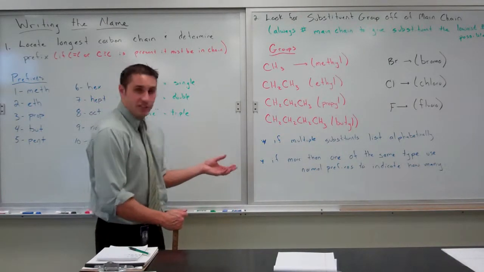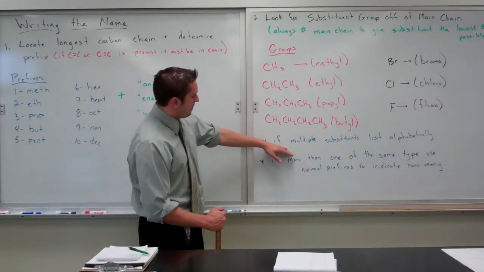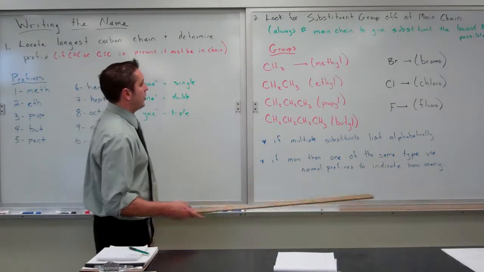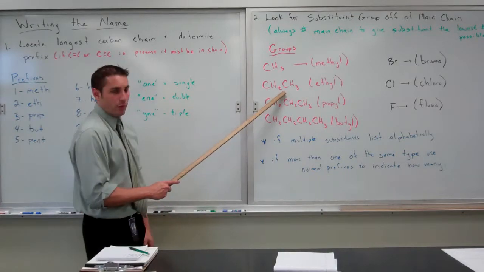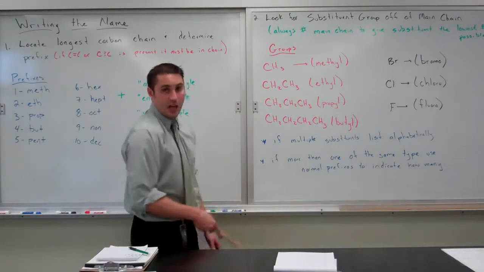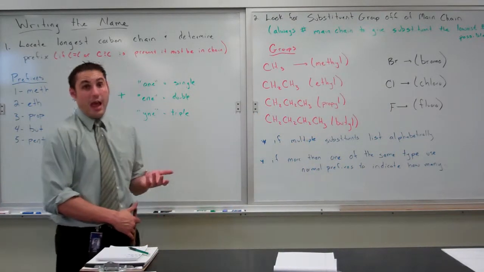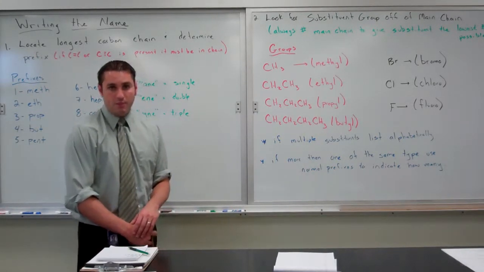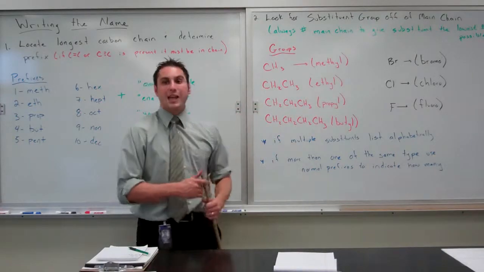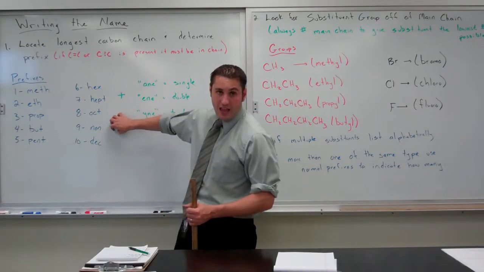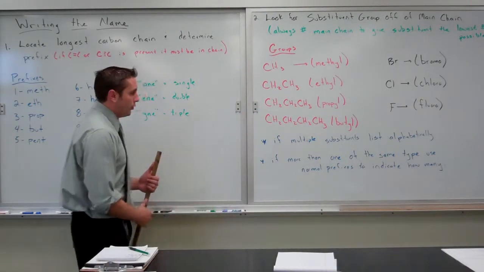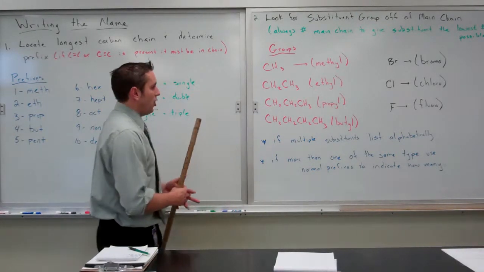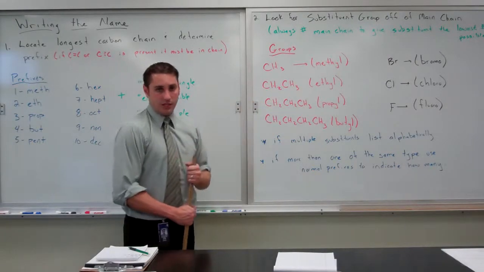Other things related to substituent groups, if there are multiple substituents. For instance, say there was a CH2CH3 group and a Cl group off of a carbon chain, which can happen. We list those alphabetically when we're naming them. So we'll put our substituent groups ahead of our base chain name. But how do I know what order to do that in? I will always do it alphabetically based on what we see with the substituents.